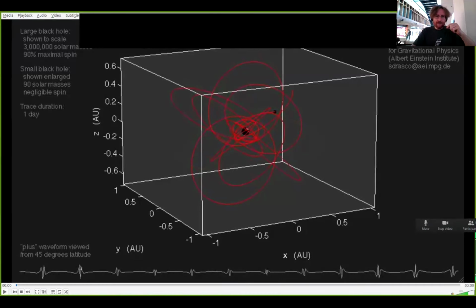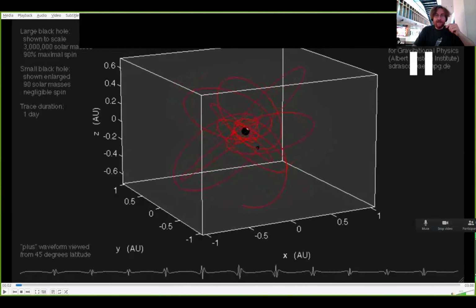Here you have the waveform, and every single one of these peaks corresponds to a strong burst of gravitational radiation, because a small compact object has reached the periapsis of the supermassive black hole. The red line corresponds to a trace duration of about 1 day. As you can see, you don't see here Keplerian ellipses. The plane is tilting, the symmetry axis is shrinking, and you have precession.